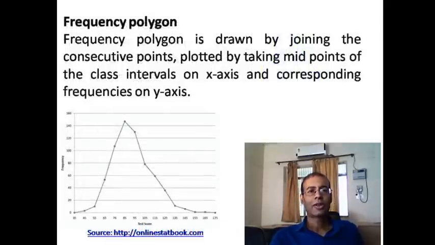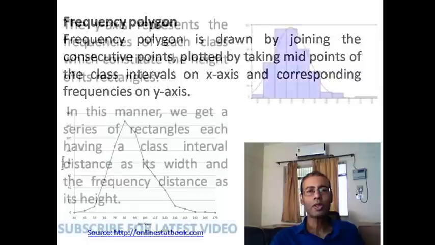And the second is frequency polygon. This is very much similar to histogram, but there are certain differences. We will discuss it here. A frequency polygon is drawn by joining the consecutive points plotted by taking the midpoint of the class intervals on the x-axis and corresponding frequencies on the y-axis. So it's very similar to histogram.